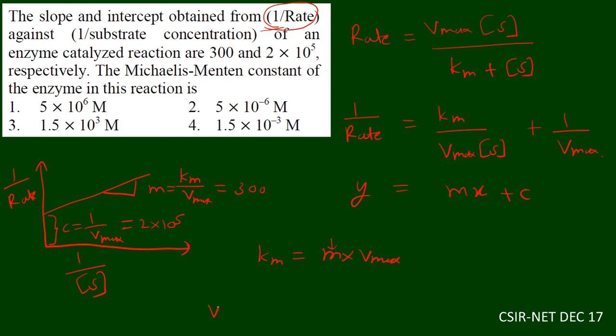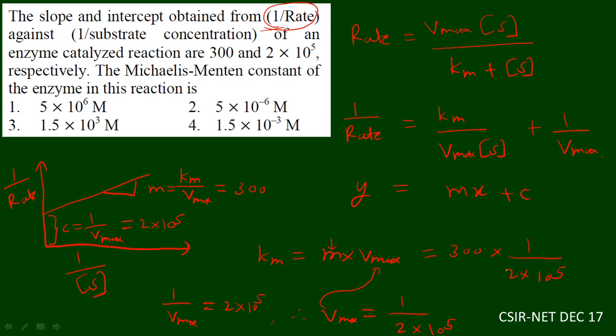Therefore, 1 by Vmax is equal to the intercept, which is 2 into 10 to power 5. Therefore Vmax is equal to 1 by 2 into 10 to power 5. This is the value of Vmax, and we have to put this Vmax value in the equation. Therefore slope m is 300 into Vmax, which is 1 upon 2 into 10 to power 5.